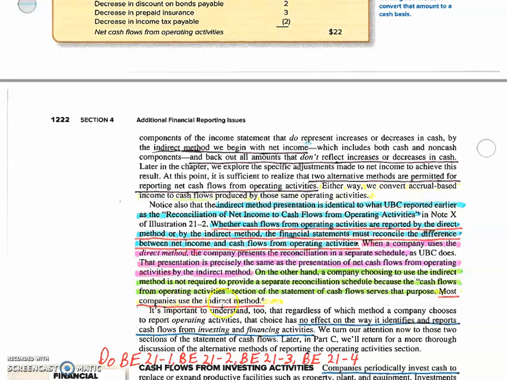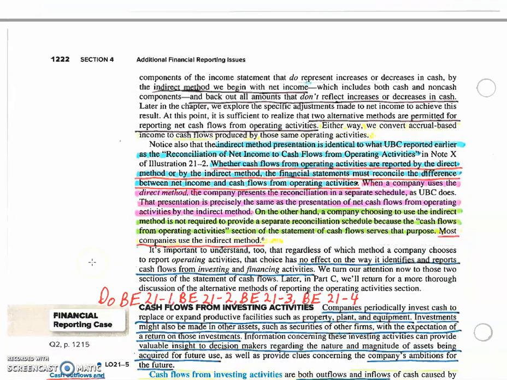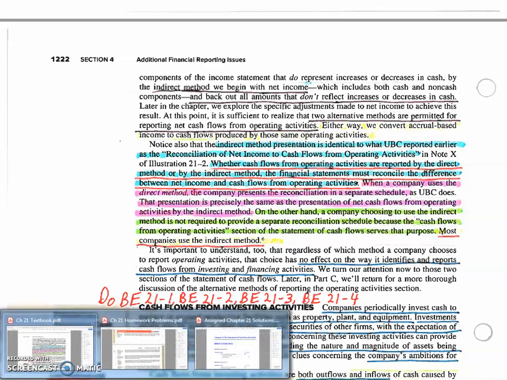On the other hand, a company choosing to use the indirect method is not required to provide a separate reconciliation schedule because the cash flows from operating activities section of the statement of cash flows serves that purpose. And they make the point there, most companies use the indirect method. Now again, if you're wondering what percentage, that percentage is about 99%. Out of a survey of 500 companies, only 5 use the direct method. Okay, we have some homework, so let's look at those. We'll cover a few of these before our time runs out.